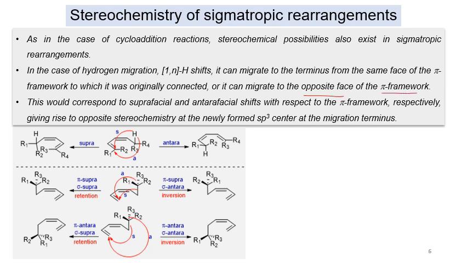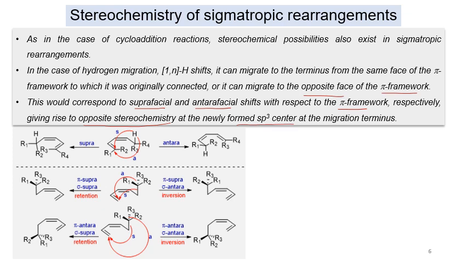In the first case, that would correspond to a suprafacial shift, whereas in the second case, it would correspond to an antarafacial shift, with respect to the pi framework. Obviously, it will give you opposite stereochemistry at the newly formed sp3 center.